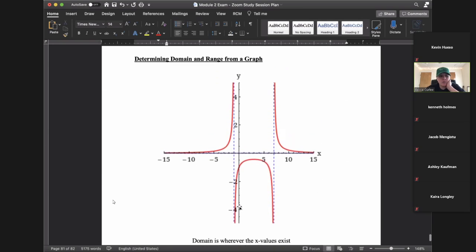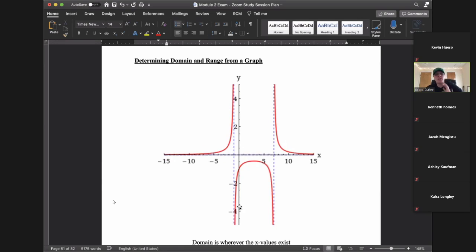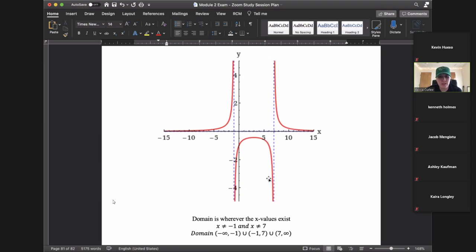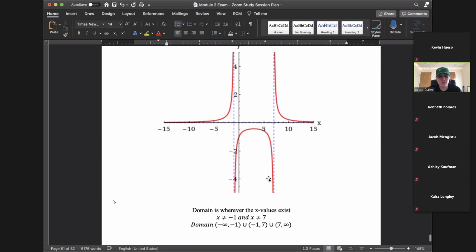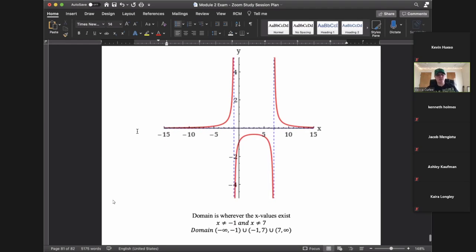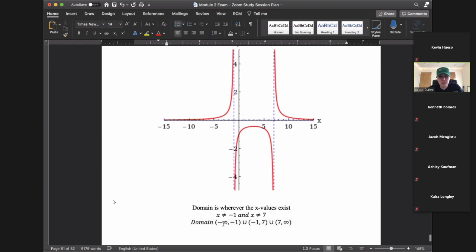So the last thing that we're going to go over is determining the domain and range from a graph. I know that this was a little bit difficult on some of the WebAssign homeworks. The domain is wherever the x values exist. Here it's pretty much stretching from negative infinity all the way to positive infinity, but we have some restrictions. It looks like x cannot equal -1 and x cannot equal 7. So our domain is (-∞, -1) ∪ (-1, 7) ∪ (7, ∞).